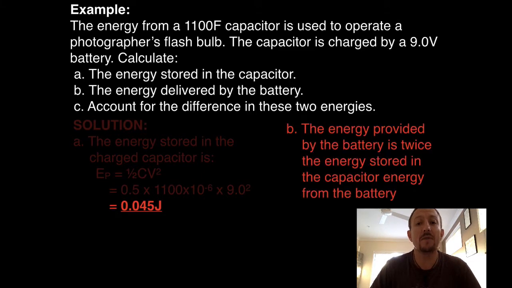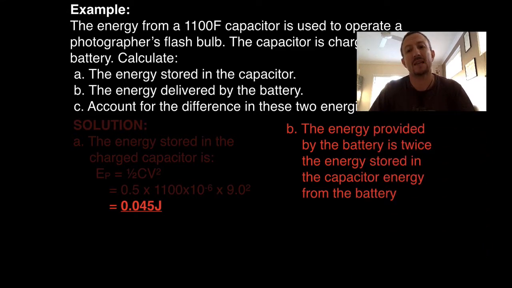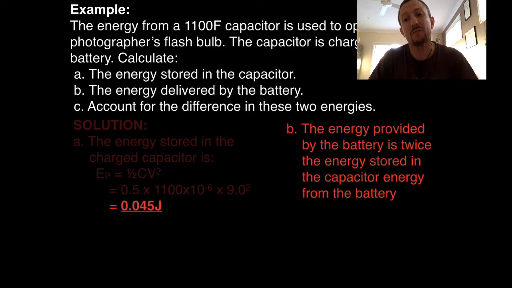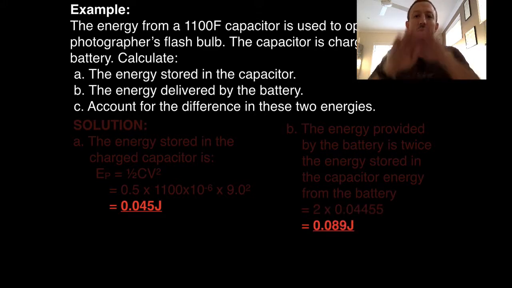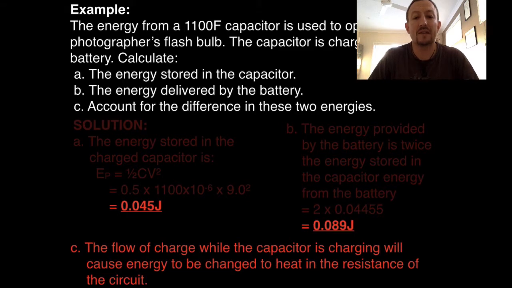Now the energy delivered by the battery: the energy stored is only half the amount, because remember it's the area under the curve which gives us the energy. The energy which is given by the battery is going to be double the amount. So whatever I've got in A is going to be doubled to make the full amount of energy. And finally, where's the difference? Where does it all go? Well, it's all down to heat and resistance, which is lost in the circuit.